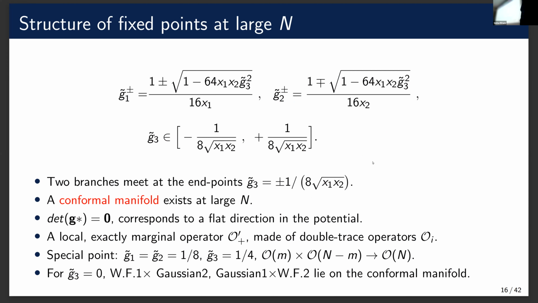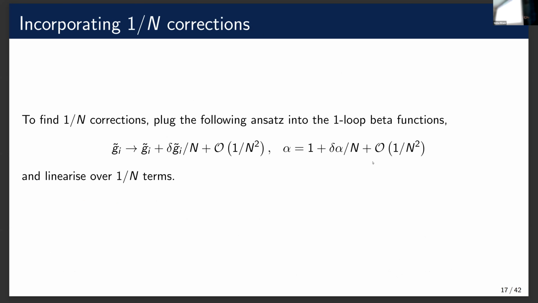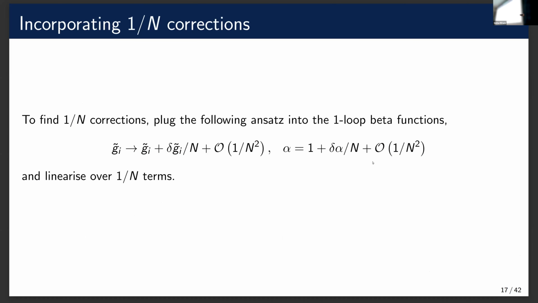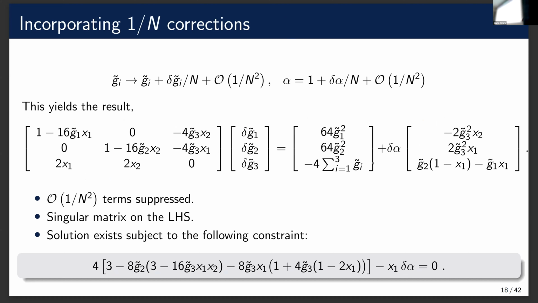Okay. All right. So the question we are asking next is, if you have a conformal manifold, what happens to it when you consider 1 over n corrections? Does it survive? Does it break? So what you can do is take all the couplings and add a small 1 over n part to each, and you can take alpha and add a 1 over n part to it. Then you linearize over the 1 over n terms, plug them into the beta functions, and see what you get. To the first subleading order in 1 over n, you get these equations. But if you plug in the solution for the leading order into these equations, you will see that this matrix is singular.